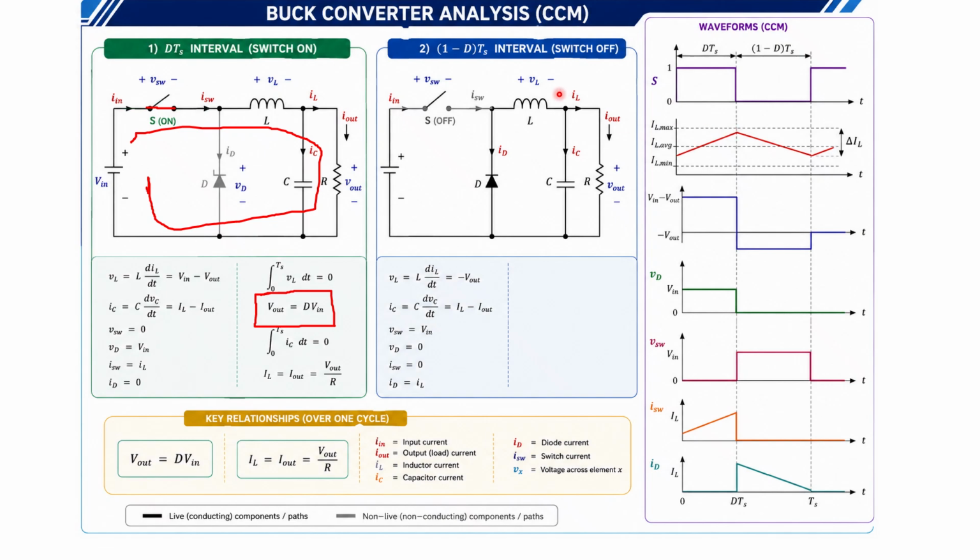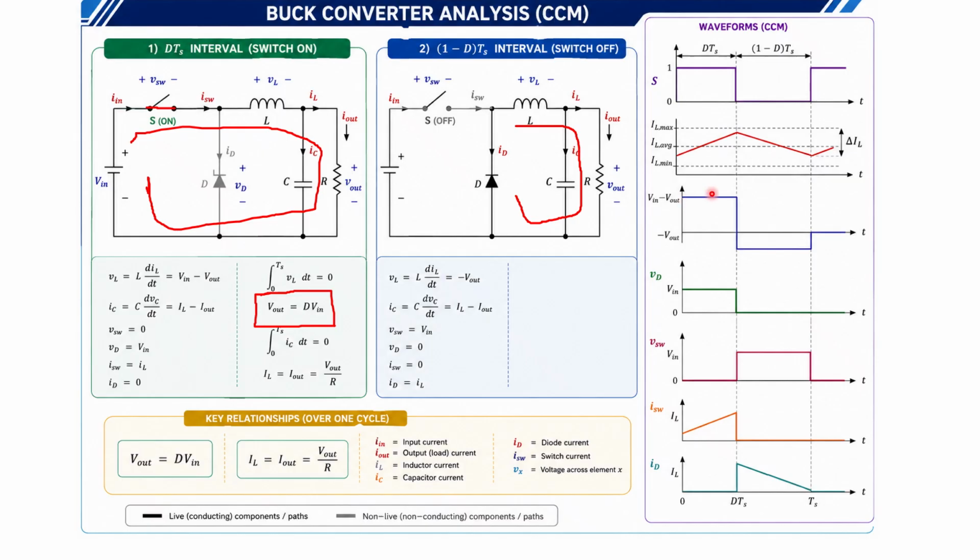Current will increase from the minimum value to a maximum value. During the turn off interval, the inductor releases energy through this circuit. So this is the path. The inductor releases energy, so the current will be discharging. Now we will see the output voltage.